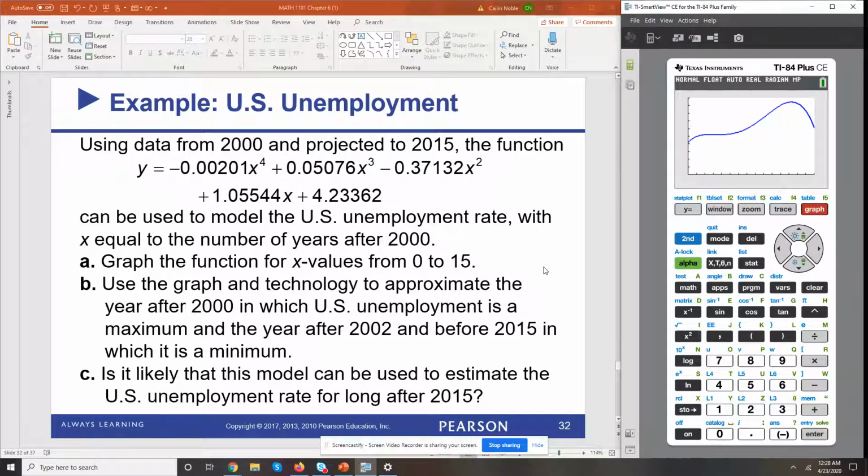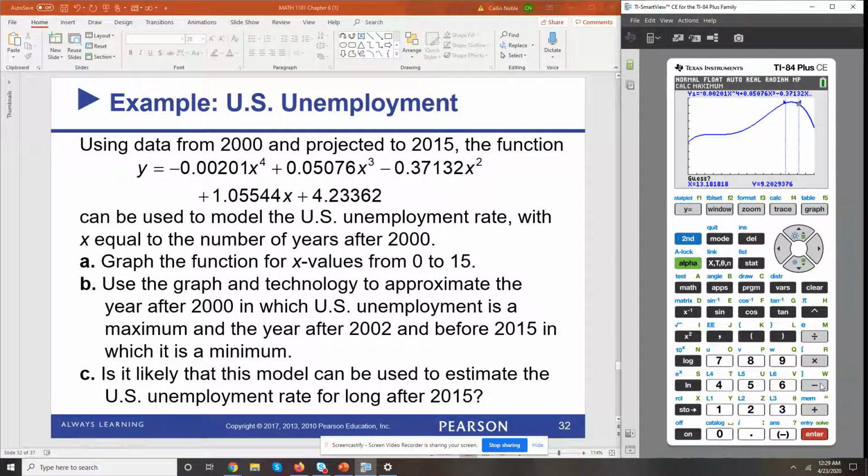Now, the first thing we want to do is use that calculator to help us find the maxes and mins. So let's go with second trace and number 4 for maximum. I do see one maximum way over here, so go to the left of it slightly and hit enter. Move the blinking cursor slightly to the right of it and hit enter.